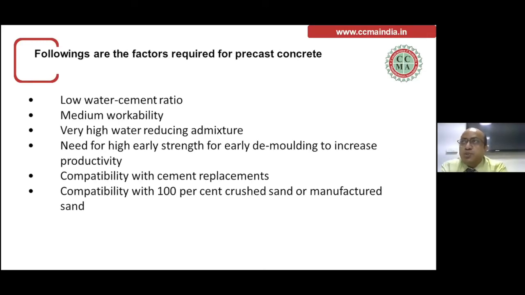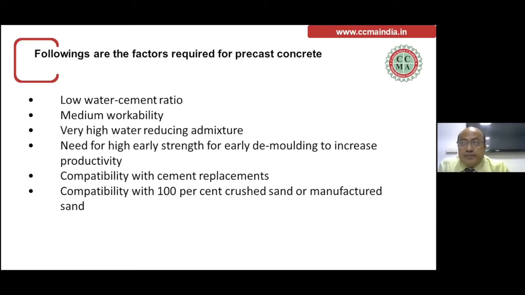The first requirement is a low water cement ratio. The reason is that 20 years back, M35 concrete was considered good strength. In the present scenario, around M60 grade is commonly used on average, and in some places it has gone to M100, even M120. So gradually the strength of concrete or precast has been increasing, and whenever we need to increase strength, one of the basic parameters must be a low water cement ratio, because without it making high strength precast is not possible.